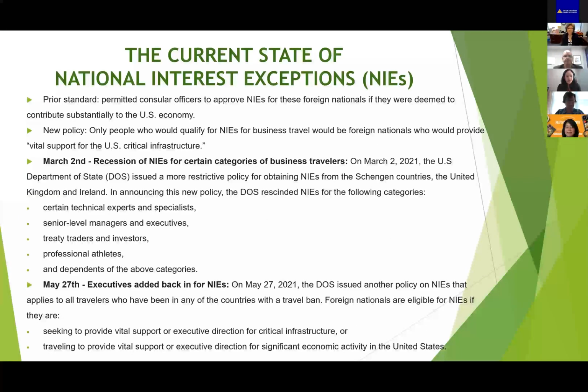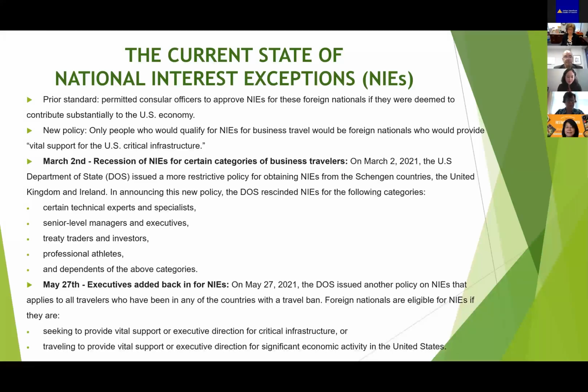So prior to the Biden administration, under the previous administration, the prior standard to get an NIE, which is the National Interest Exception application approved, was that consular officers would just require the foreign national to show that they're contributing substantially to the U.S. economy. So for example, if you were able to obtain a business letter from the company that you worked for in the United States as a manager, or maybe that state's chamber of commerce where your company does business or operations, and you could show how valuable your services were to the US company, that was sufficient then. So this was up until maybe the beginning of this year.